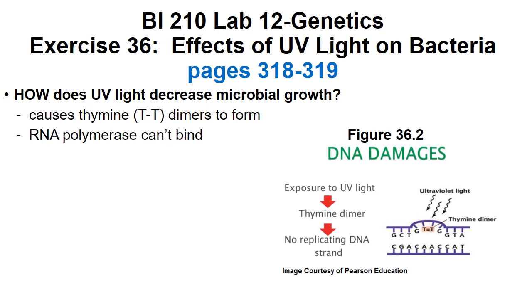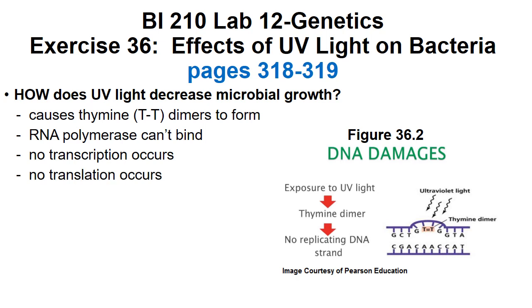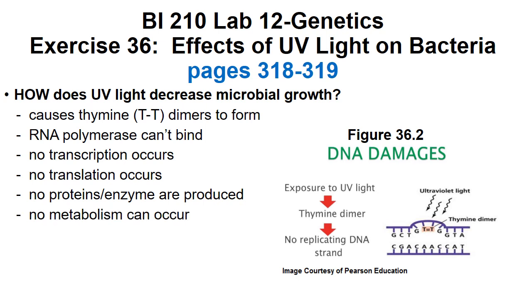If those thymine bonds form, then that acts as kind of like a little speed bump. Because of the speed bump, RNA polymerase cannot bind. If RNA polymerase cannot bind, then transcription cannot occur. If transcription does not occur, then translation cannot occur. No translation means no enzymes or proteins are produced, and therefore no metabolism. Without an enzyme, you cannot perform things like glycolysis, the prep step, the citric acid cycle, etc. That means no ATP is produced, and the cells are going to die.